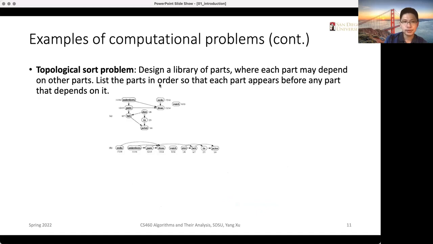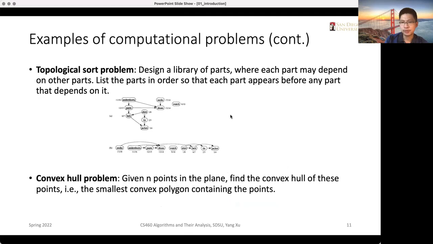Yeah, more examples, topological sorts. I'm gonna skip this really fast because we will dive into the details for these graph-based algorithms as well. Convex hull problem, it is also a problem that we can talk about near the end of the semester. It's an algorithm that uses a strategy similar to greedy algorithms.